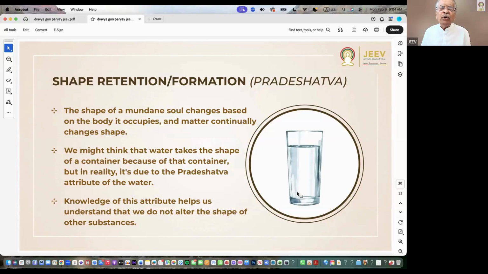Similarly, whatever body I go in, I maintain my shape, but my area of influence does not go beyond this shape. My innumerable space points are my area of influence. I cannot do the function of anybody else. I cannot do the function of the body, even though the body and the soul occupy the same space points, since time infinite. But still, I maintain my individuality and the body maintains its own individuality. Same is true of the medium of motion, medium of rest, space and time.